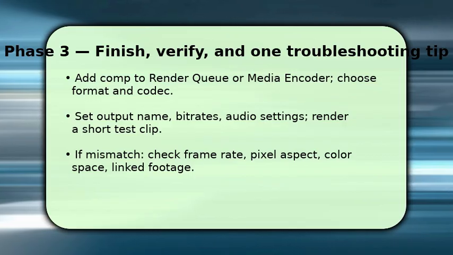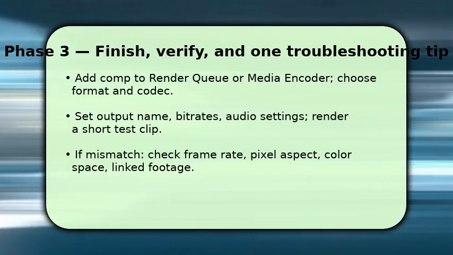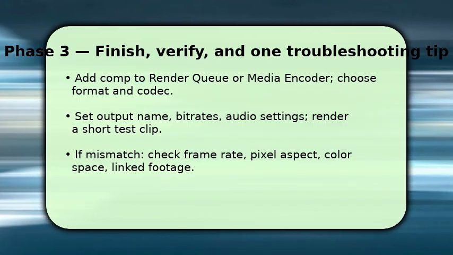If something goes wrong, colors shift, frame rate stutters, or clips misalign, check source frame rates, pixel aspect ratio, color profile, and whether any footage is offline. Reconnect sources or clear cache and re-render.